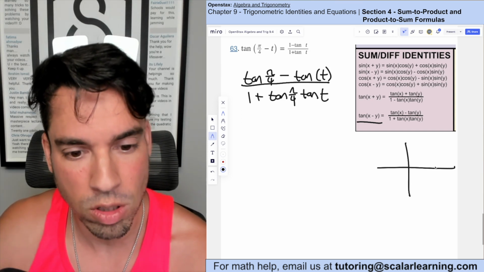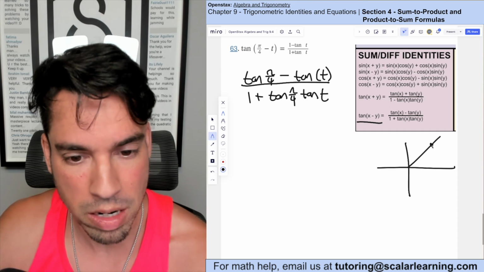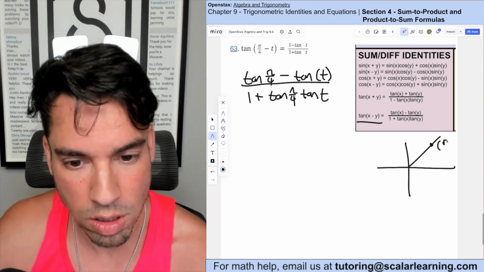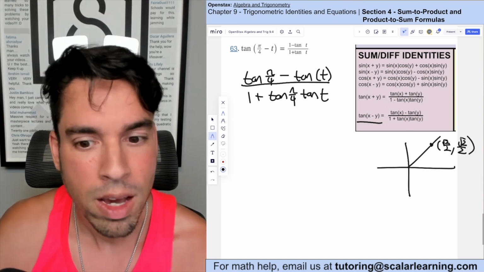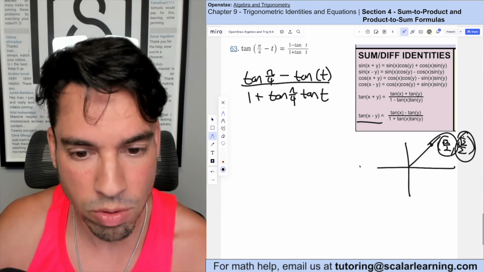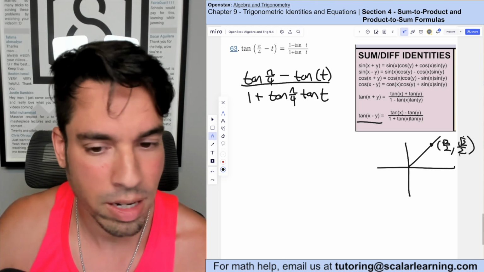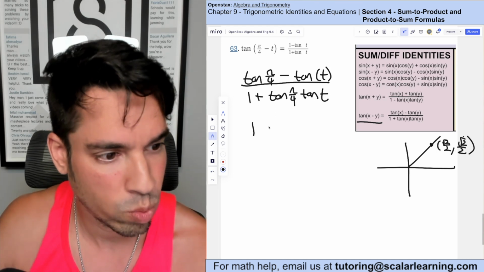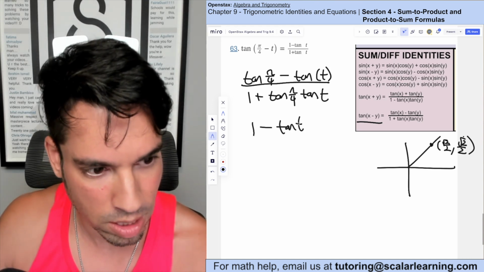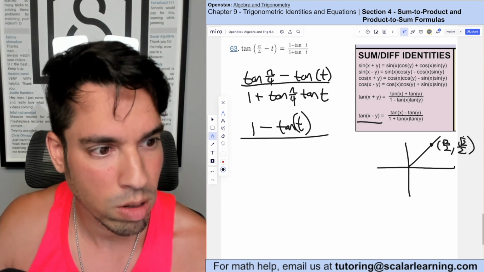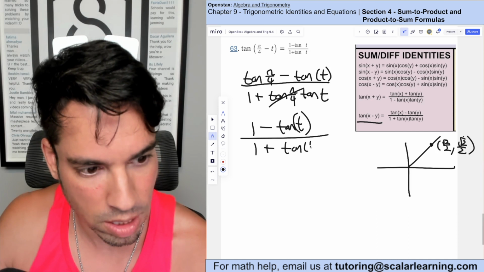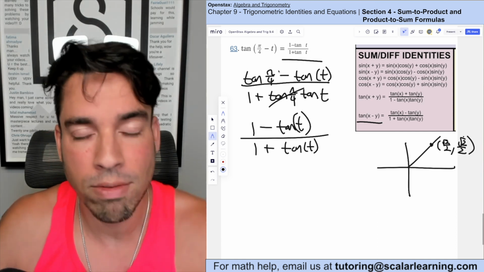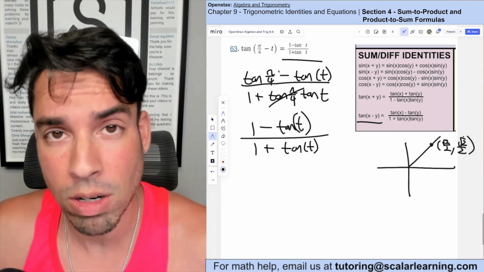So if we look at the unit circle, pi fourths is coming out right here. And if you look at the unit circle, the coordinates of this are rad 2 over 2, rad 2 over 2. They're the same, right? And tangent is always y over x. So y over x in this case, since they're the same, is just 1. So guess what? That becomes 1 minus tangent of t. And then on the bottom, we have 1 plus, again, that's 1, so it's 1 plus tangent of t. And guess what? It's exactly what we have here. So there you go, identity verified, done.